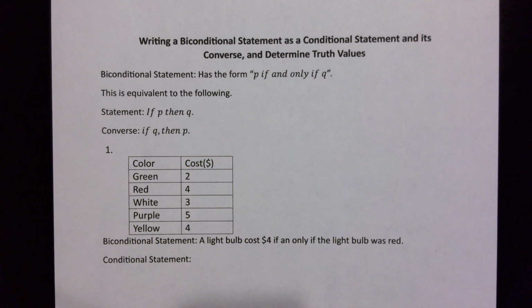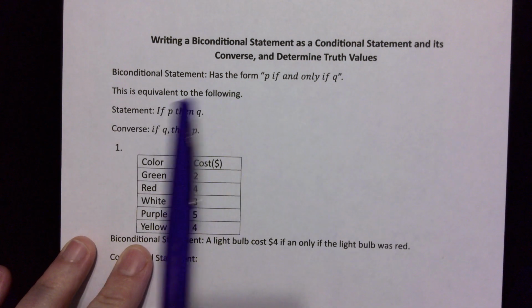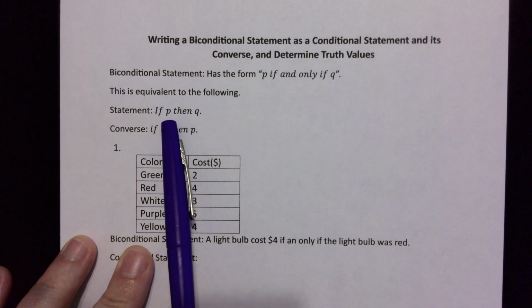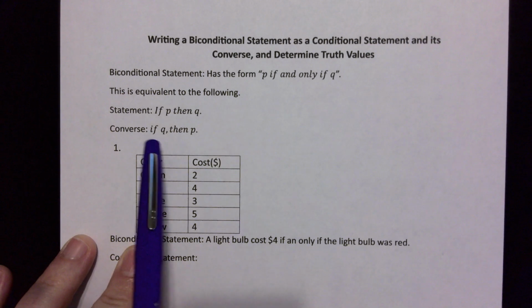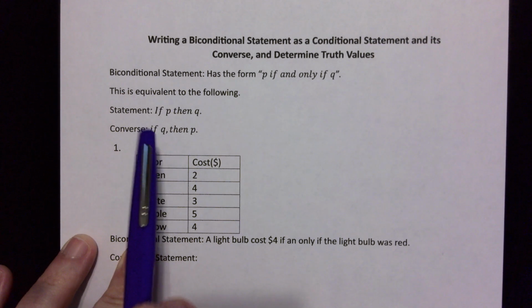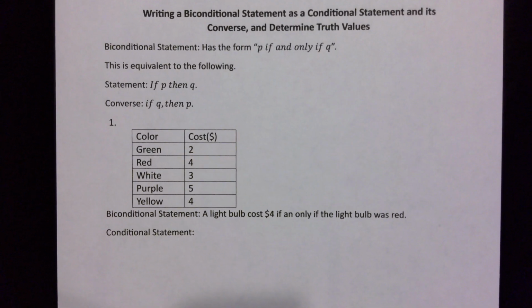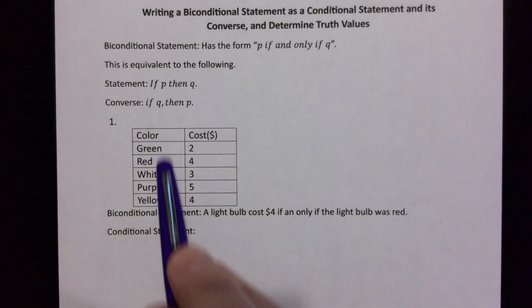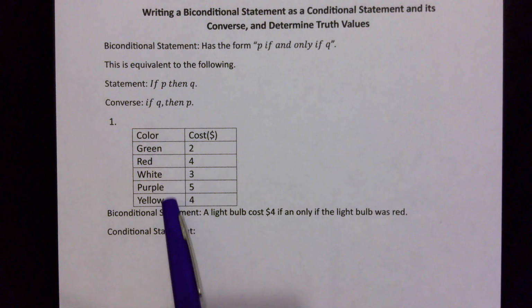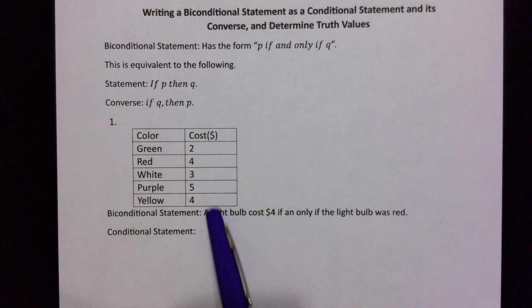This is equivalent to the following: the statement if P, then Q, and the converse of that is if Q, then P. So you switch the order. Looking at this, we've got this table here. The colors are green, red, white, purple, yellow, and the prices are 2, 4, 3, 5, 4.